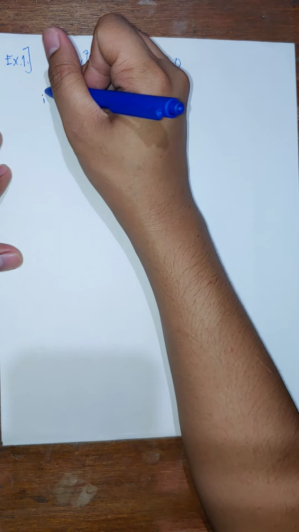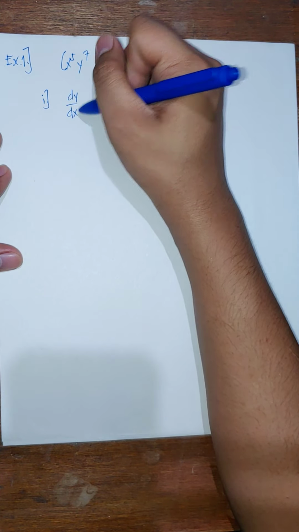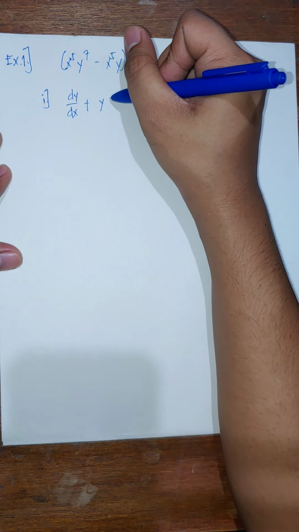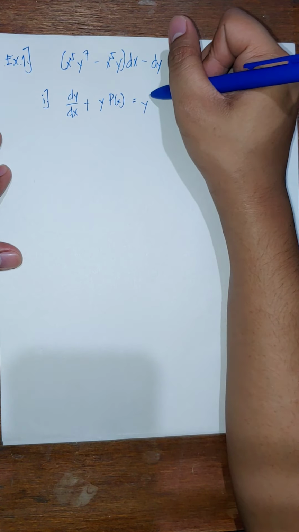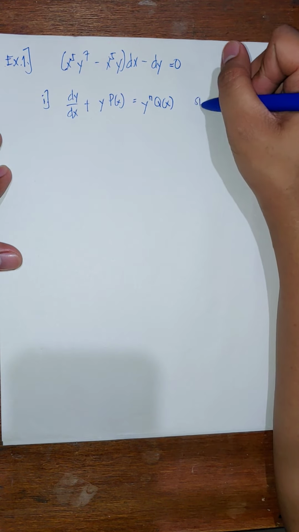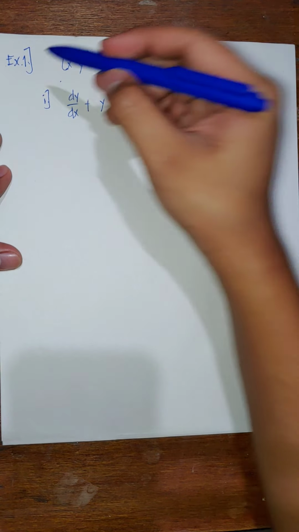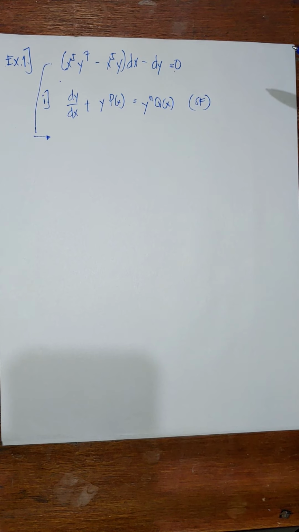So we transform the differential equation into the standard form of Bernoulli, which is dy over dx plus y p of x is equal to y to the n q of x. So the first step is transforming this differential equation. I'll transform this one. I'll also inform you that the module has some mistakes, so I hope you pay attention well in this video.